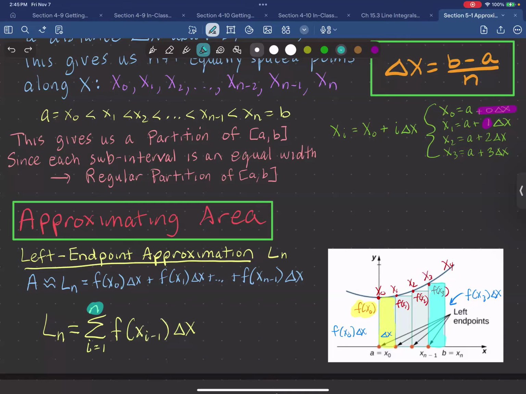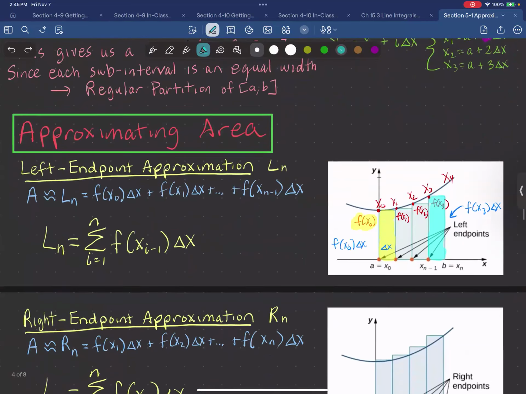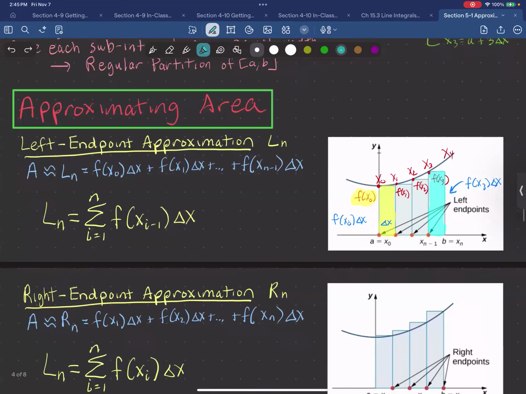I'm going to leave the other coloring in. I think that's helpful for what you're looking at later. We could do it with right endpoints too. Same setup. x0, x1, x2, x3, x4 here, so n equals 4. Now the endpoint that we need is f of x1. This one is f of x2.